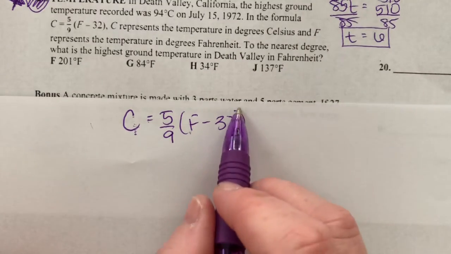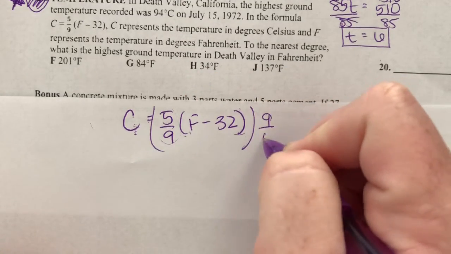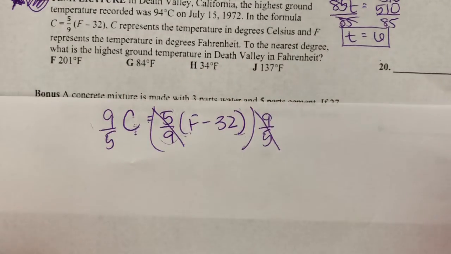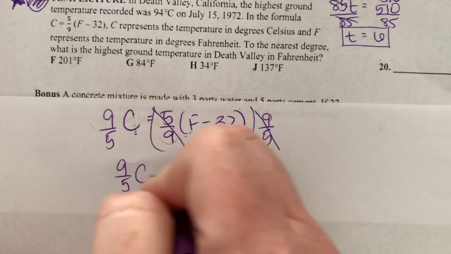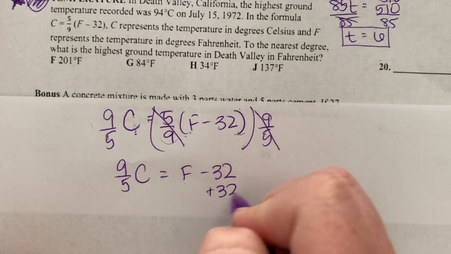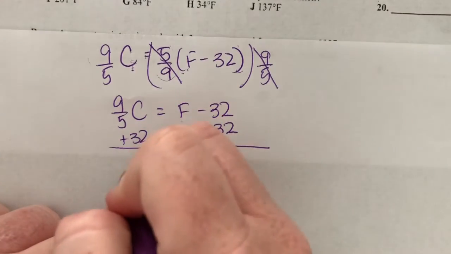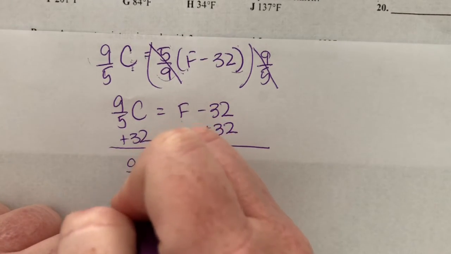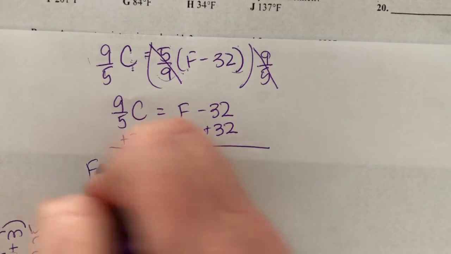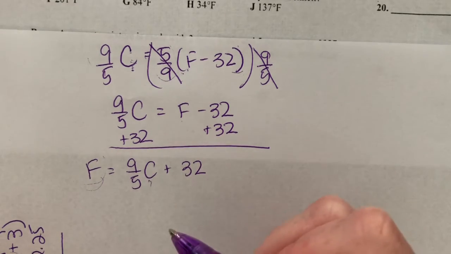All right, so first off, this is in parentheses, so we have to get rid of this guy first. So I'm going to multiply this whole thing times the reciprocal, and I got to multiply this times the reciprocal. So these cancel. So I got 9 over 5 Celsius equals F minus 32. And to get F alone, I have to add 32. So my equation for Fahrenheit is going to be 9 over 5 C plus 32 equals F, or F equals that, right?